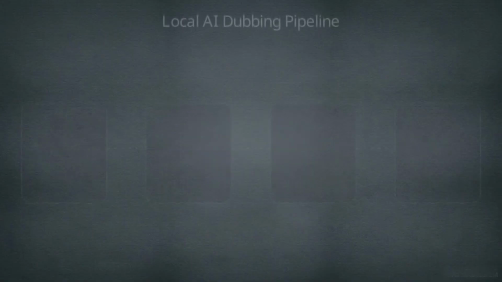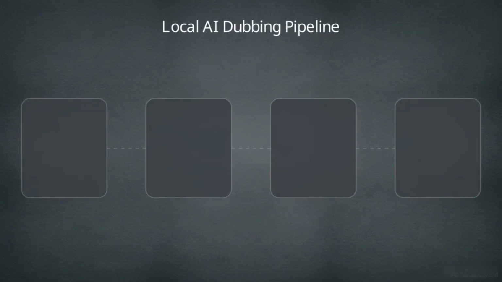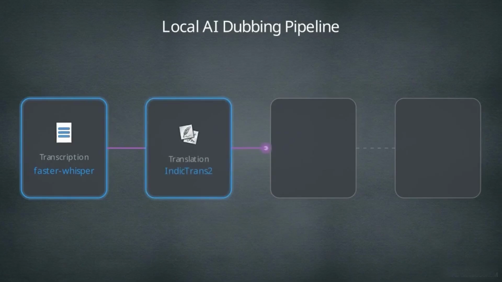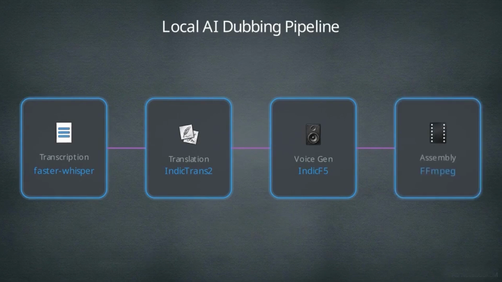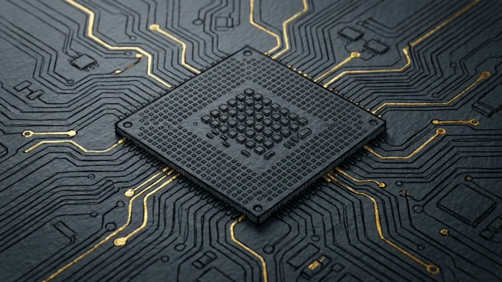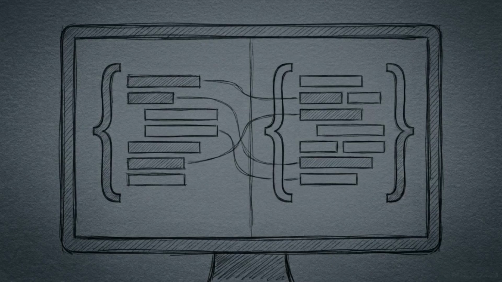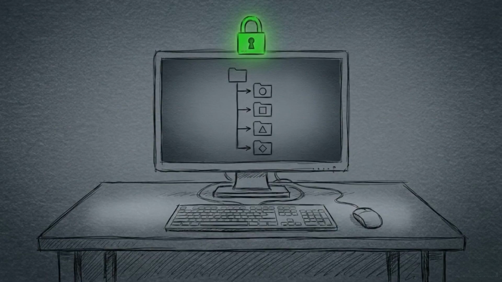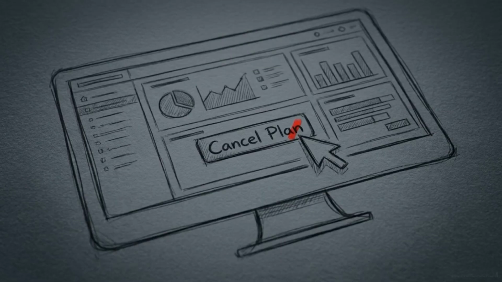Our workflow is divided into 4 stages. We use Faster Whisper for transcription, Indic Trans2 for translation, Indic F5 for voice generation, and FFmpeg for the final assembly. To execute this stack, your system requires a GPU with at least 12 GB of VRAM along with local installation of Python and FFmpeg. Running these models locally ensures total data privacy and removes the need for recurring cloud service fees.